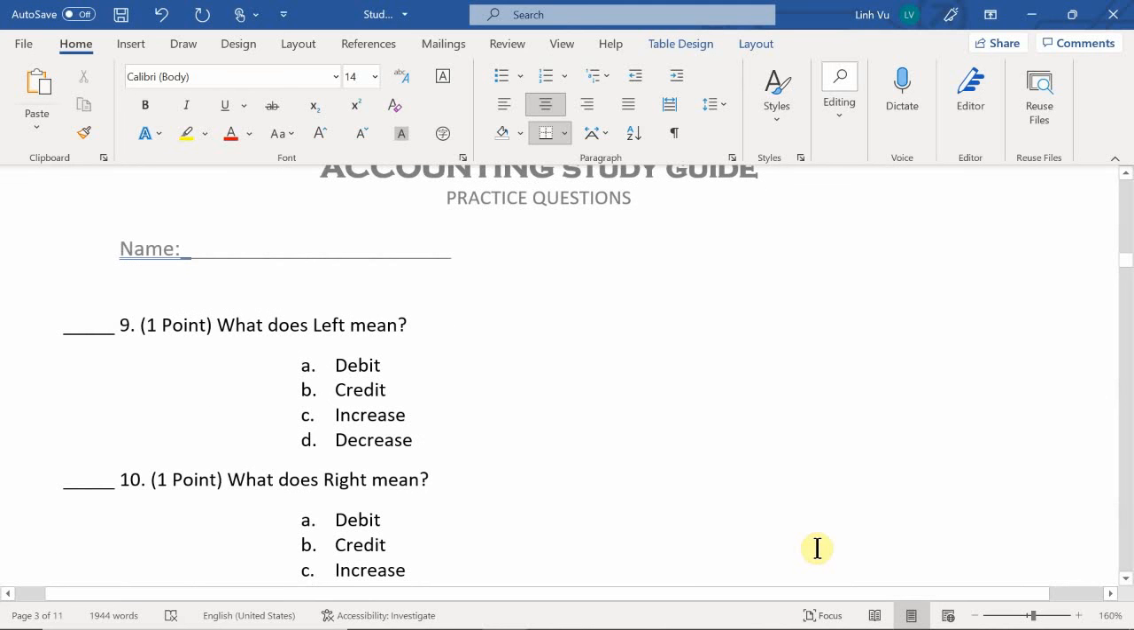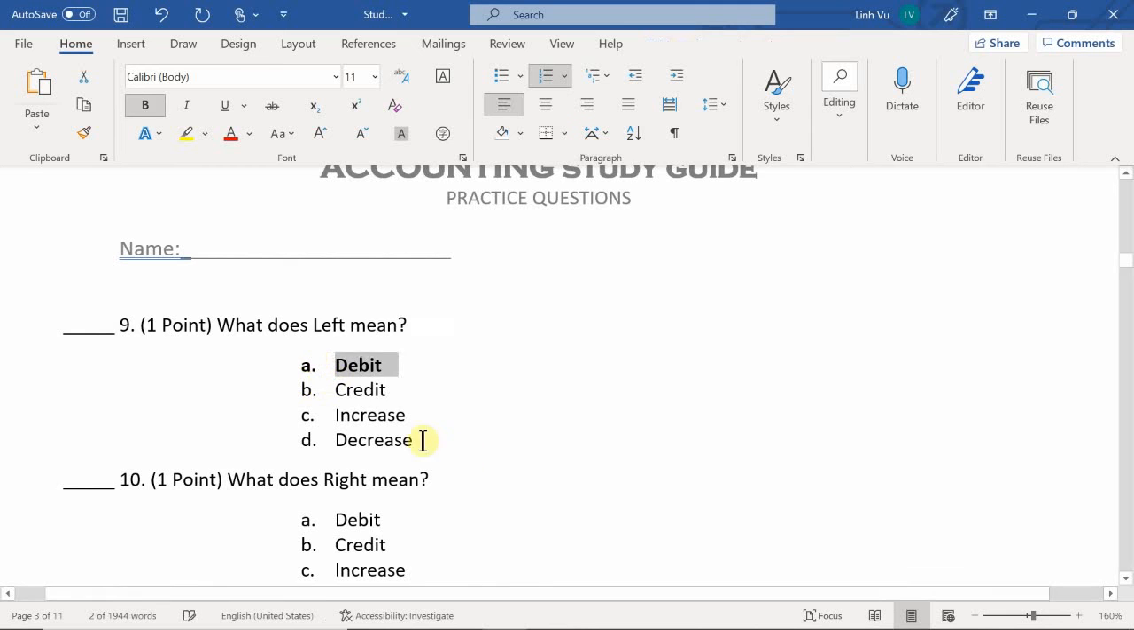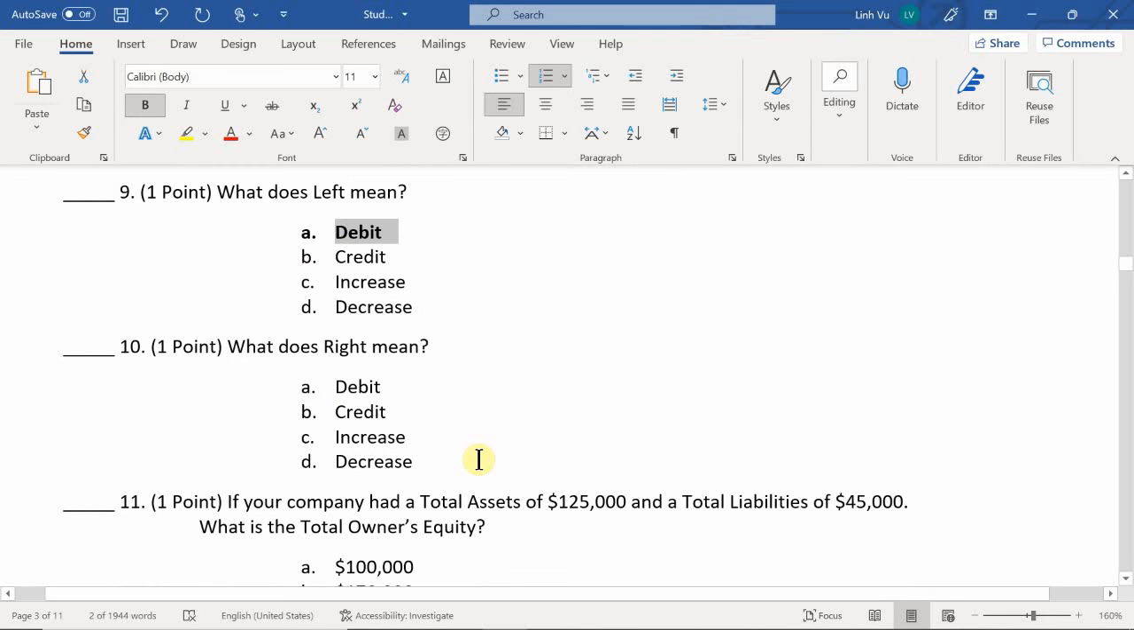What does left mean? Debit. It means debit, right? It does not mean to increase or decrease. Okay. What does right mean? Credit. Credit.